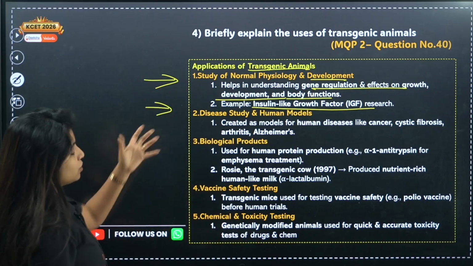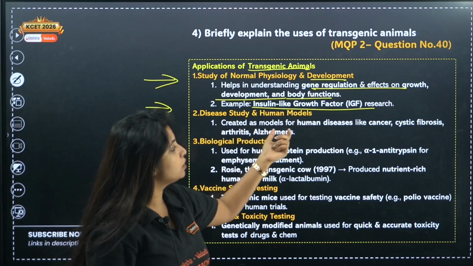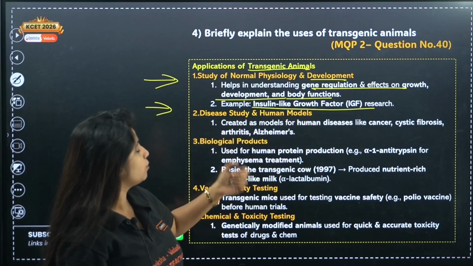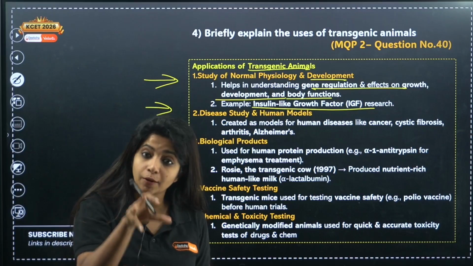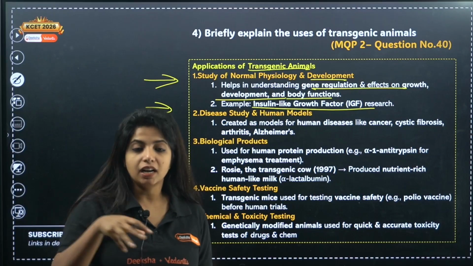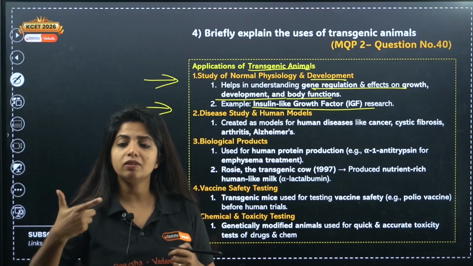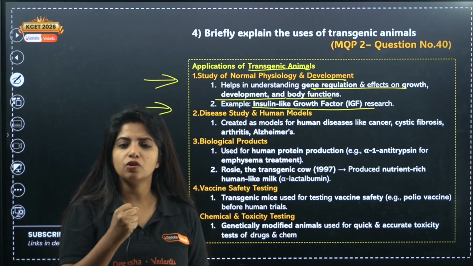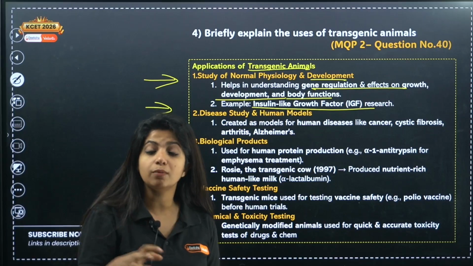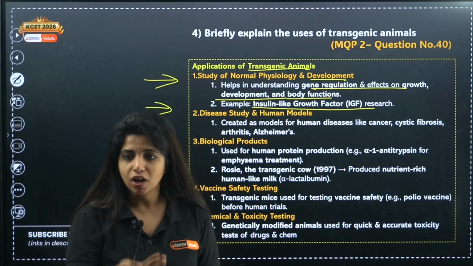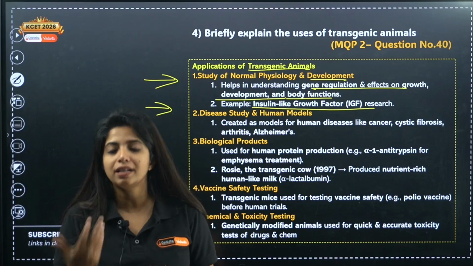Now, the point number 2, disease study and human models. They are created as models for human diseases like cancer, cystic fibrosis, arthritis, Alzheimer's. So there are some changes being made in them only. Suppose a mice has some changes in their body, we change their genes and things like that, and then probably we treat it with some drug out there and see whether it is able to treat the disease or not. For example, cancer, cystic fibrosis, arthritis or Alzheimer's.